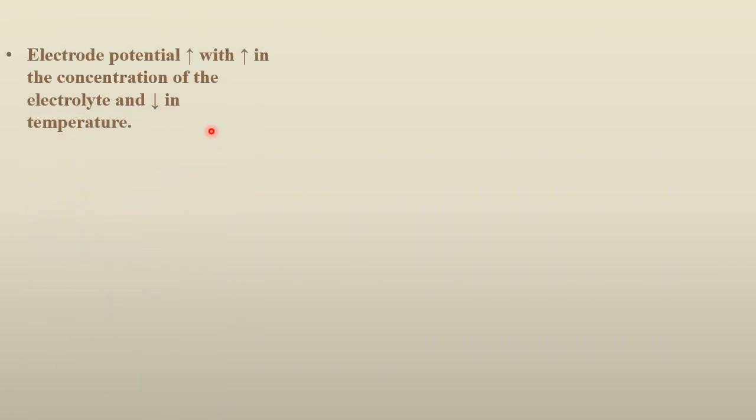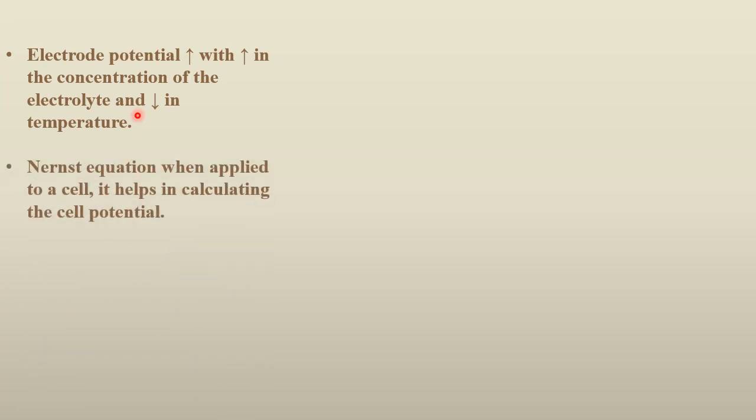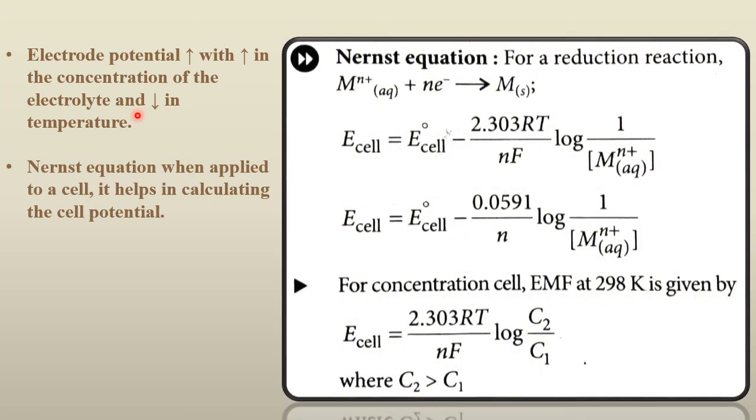Now, the basic concept is that electrode potential will increase with an increase in the concentration of the electrolyte and decrease with an increase in temperature. The Nernst equation, when applied to a cell, will help to calculate the cell potential. Right, this is the Nernst equation for a reduction reaction. So, a reduction reaction takes place by accepting electrons.